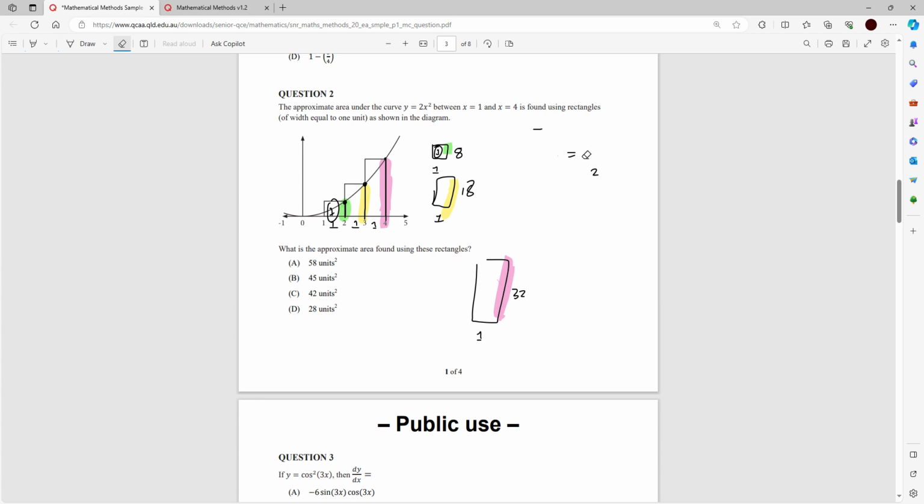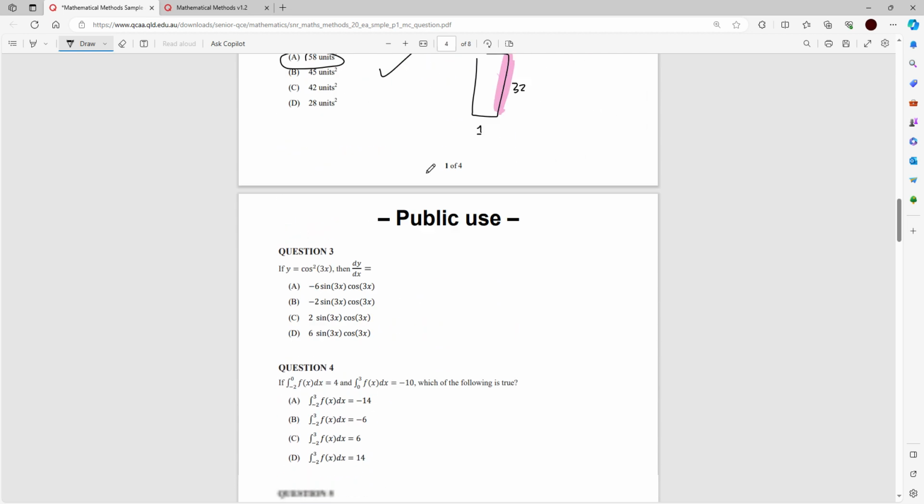Because they all have a width of 1, 1 times 8 is just 8, 1 times 18 is just 18, and 1 times 32 is just 32. Add those two numbers together, you get 50, plus 8 is 58. So the approximate area is 58 units, so the correct answer is A. And that's how you would answer question 2. Let's move on to the next question.